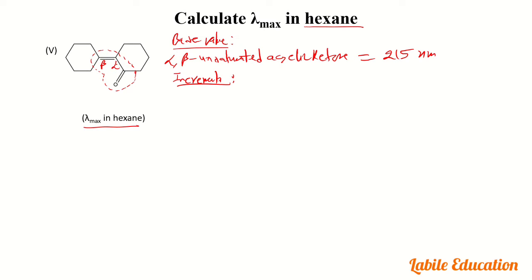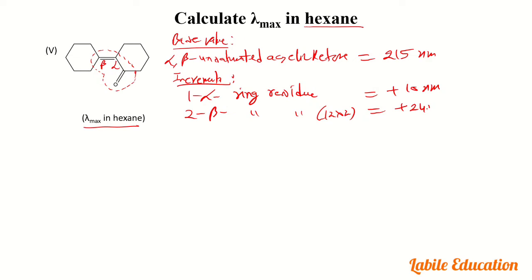Increments we can take here at alpha position. This cut is representing the ring residue. This is the part of the ring. So this is one alpha ring residue. So that will contribute 10 nanometer at alpha position. At beta position there are two ring residues, two beta ring residues. So double value, 12 into 2 at beta position, total 24 nanometer.